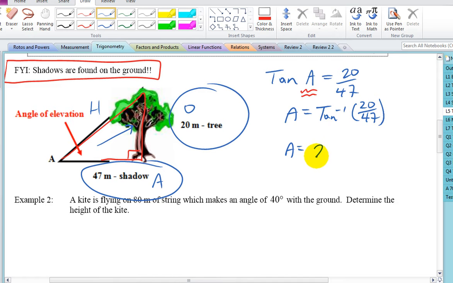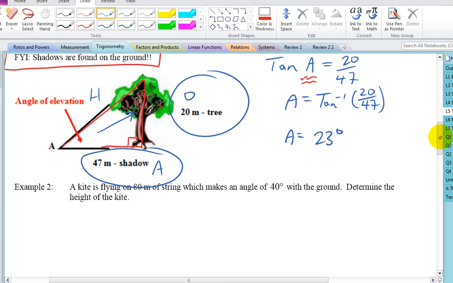23 degrees. Okay, 23 degrees. Good. Any issues with the calculators? Did you check? Are you in degrees? I hope you checked. Always check. Make sure you're in degrees.